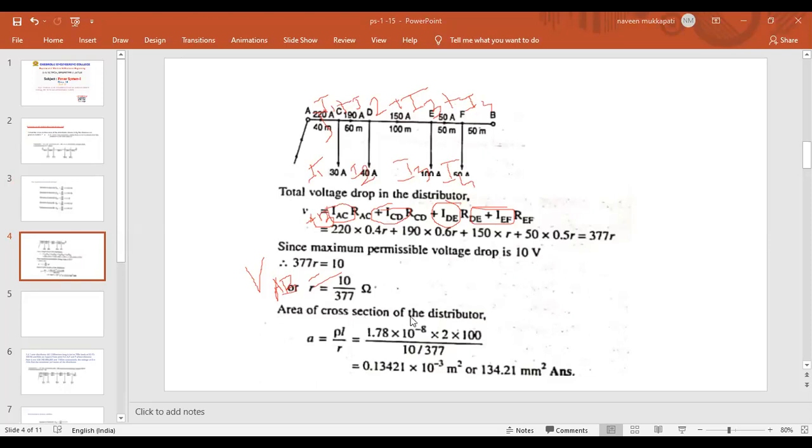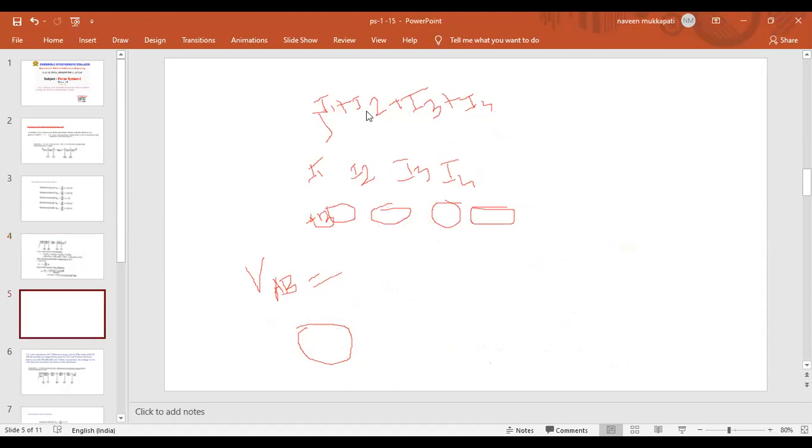Then the area of cross section of the distributor. Okay, then we calculate the area of cross section. Normally, we have the formula for resistance. What is the formula for resistance? That is R is equal to rho L by A.